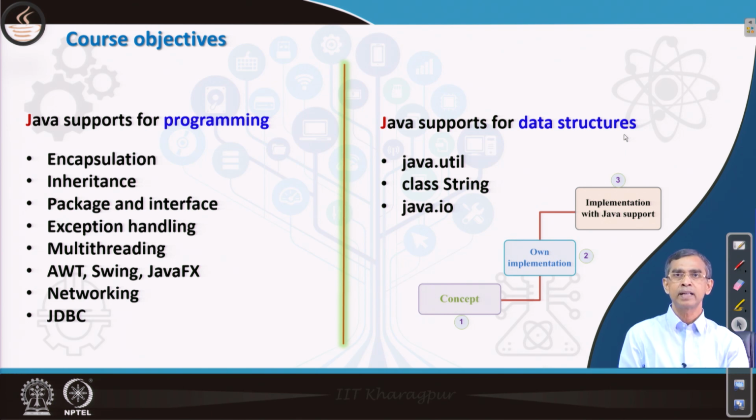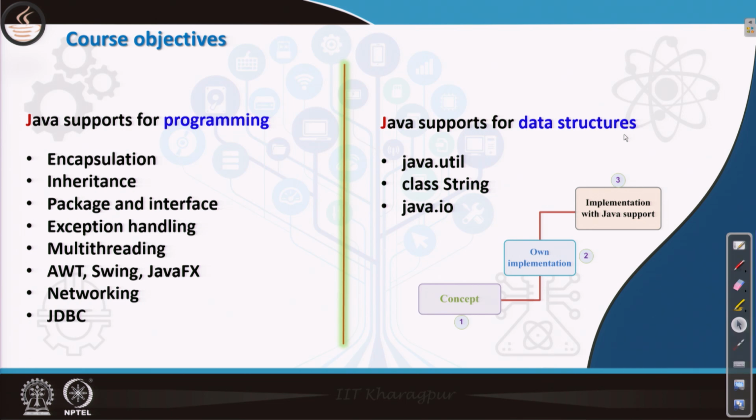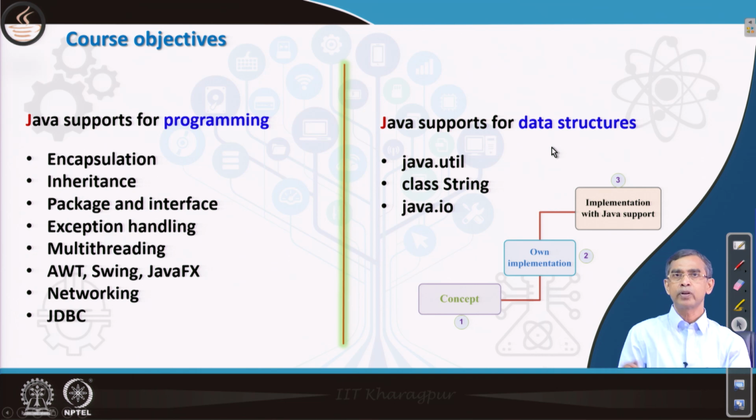Database is a different concept, though somehow we are related to data structure anyway. Java provides a good way of building a connection between your program and the database, which is treated as an external entity. This is called Java Database Connectivity, JDBC. All those things are part of Java's support for programming, and other than that, there is a data structure point of view.